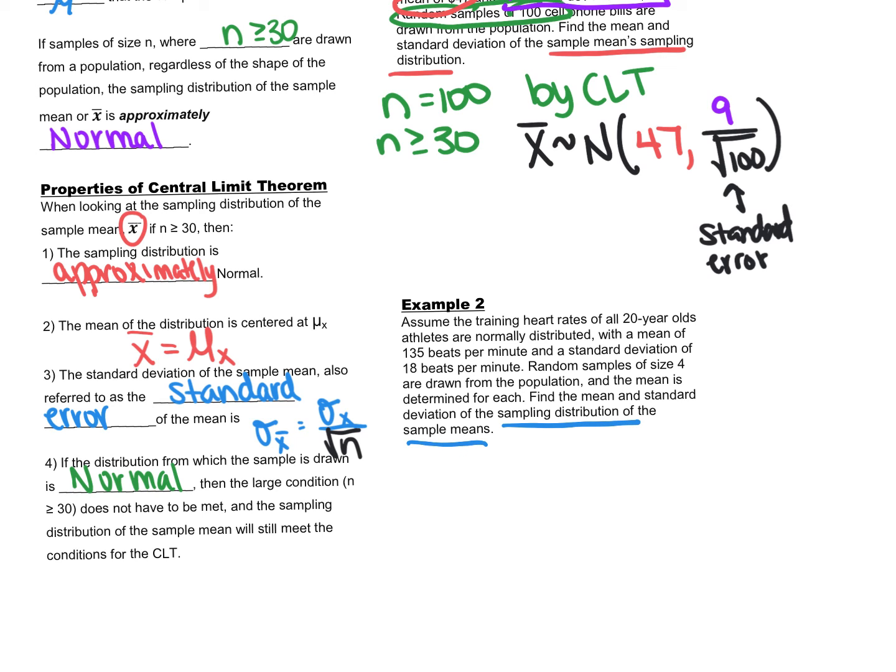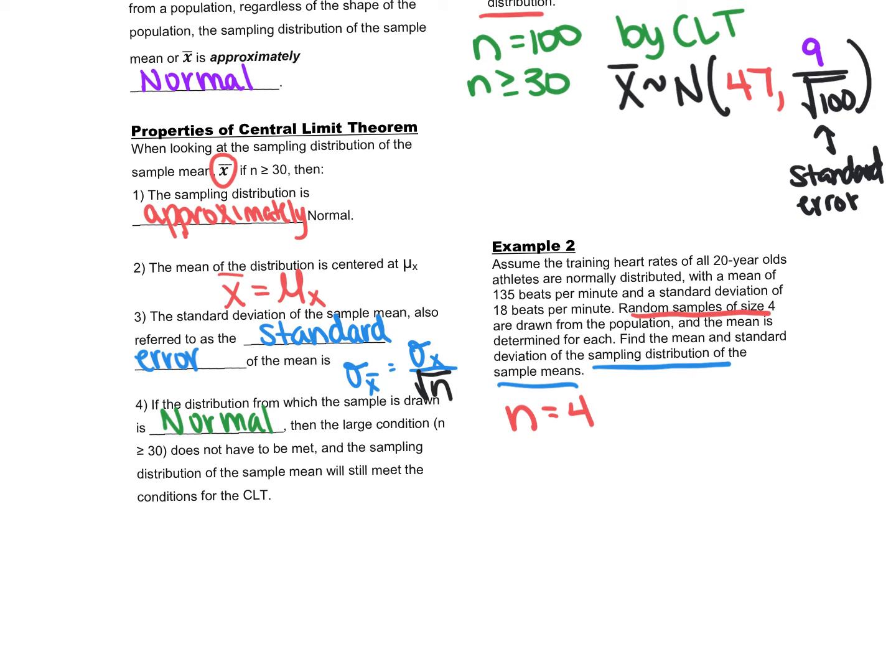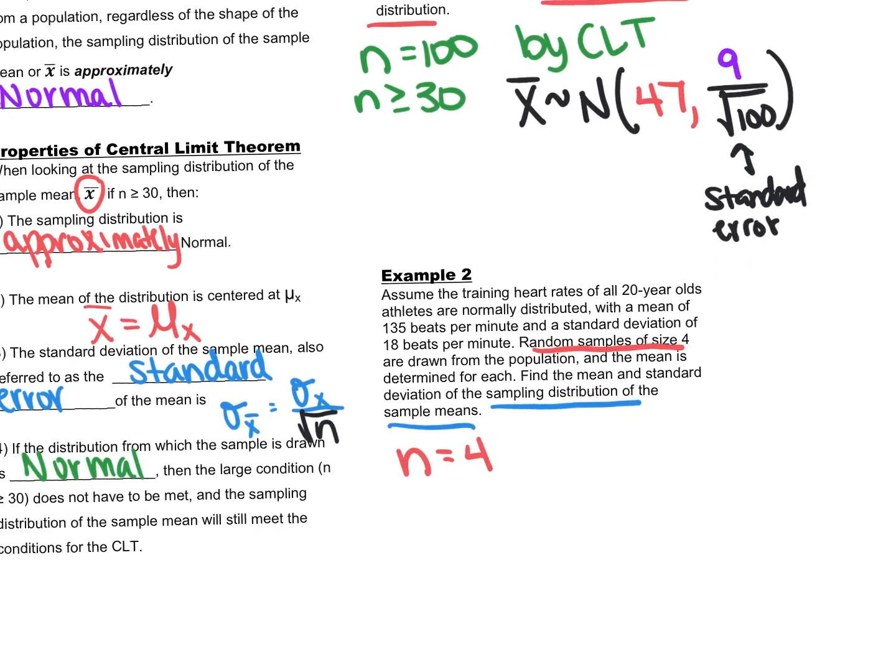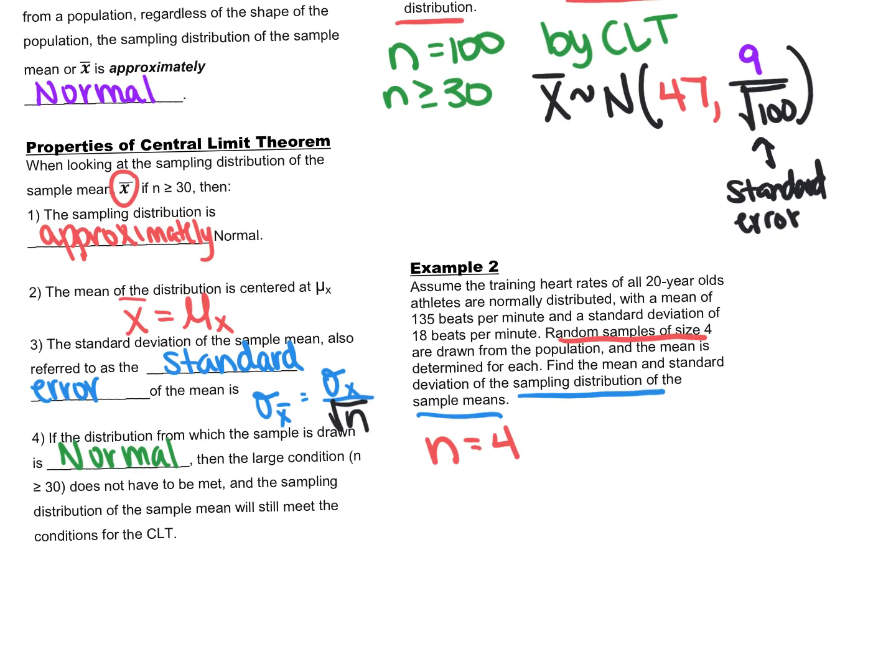So the first thing I'm going to check for is n. I want to know what is the value of n, and they tell me that I have random samples of size 4. That's a problem because 4 is not bigger than 30. But if we look at this again, it says, if the distribution from which the sample is drawn is normal, then we don't have to meet the large condition. So let's go back and read. And it tells us that assume the training heart rates of all 20-year-old athletes are normally distributed.